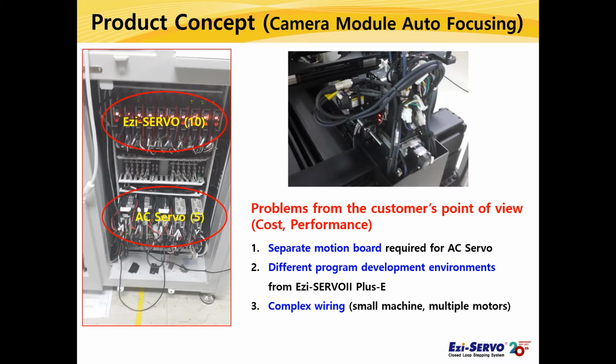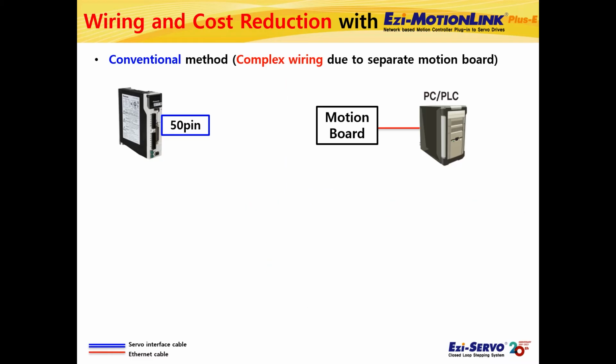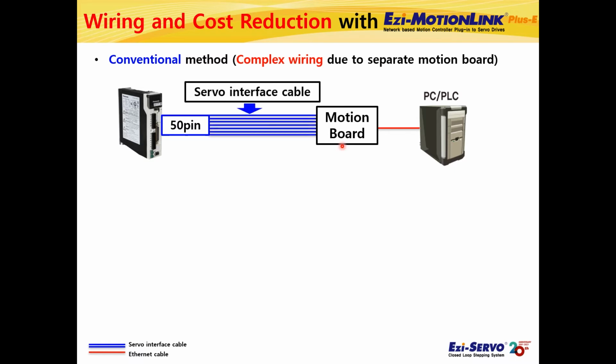In the next chapter, I will explain the details with diagrams. As previously explained briefly, conventionally, a separate motion board was required to control the 5-axis of the Ezi-SERVO, and wiring was complicated because many bundles of long wires had to be connected to the motion board through the servo interface cable of the Ezi-SERVO drive. This inconvenience can be solved by using our product, Ezi-MOTIONLINK Plus-E.